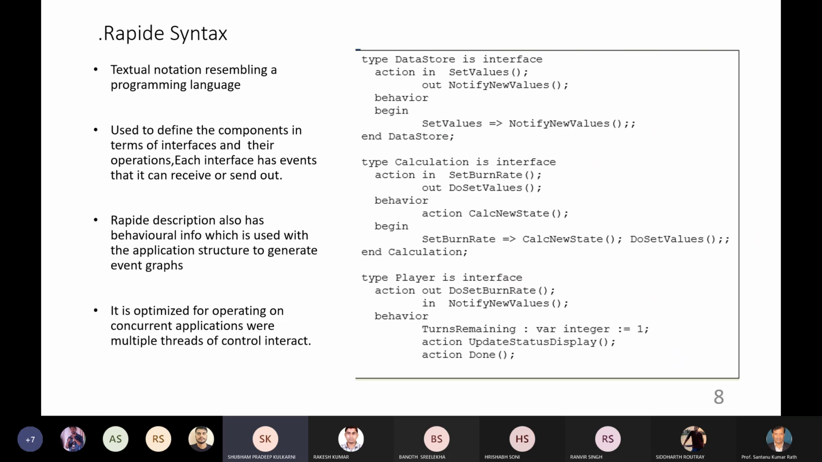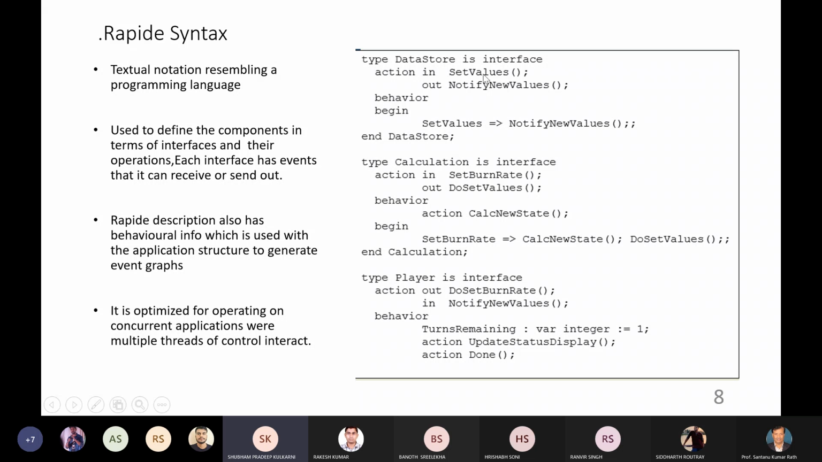Now let us look at what the RAPIDE syntax is like. This is an example that we have seen, a two-player lunar lander architecture in RAPIDE. I have taken this example because it is easy to explain all the important functions of RAPIDE with it. RAPIDE syntax is a textual notation resembling a programming language. It is used to define the components in terms of interfaces and their operations. Each interface has events that it can receive or send out.